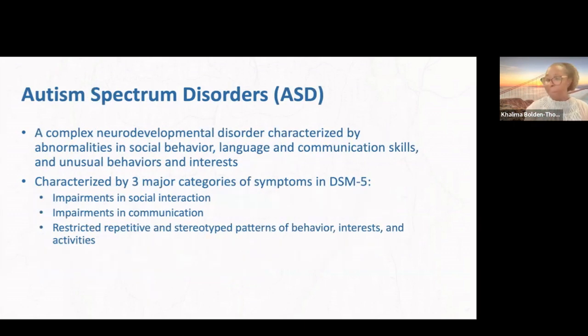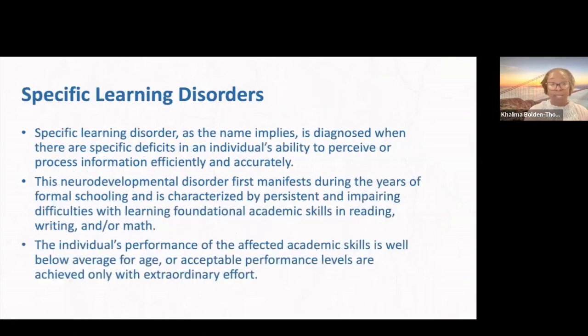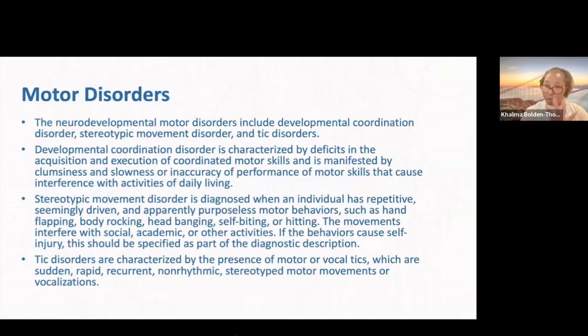Get to our major one, which is autism spectrum disorder. So autism spectrum disorders is a very complex neurodevelopmental disorder characterized by abnormalities in social behaviors, language and communication skills, as well as unusual behaviors or stereotyped interests. When we talk about communication issues and stereotyped patterns of behavior, you're going to see a lot of the same motoric disorder type symptoms and communication symptoms.